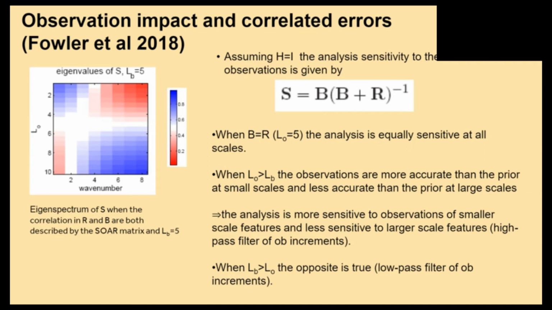And when the observation error length scales are larger than the background error length scales, the observations are more accurate than the prior at small scales and less accurate than the prior at large scales. So that tells us that the analysis is actually more sensitive to observations of smaller scale features and less sensitive to larger scale features. So that acts like a high pass filter of the observation increments. When it's the other way around, so that the background error length scales are larger than the observation error length scales, the opposite is true. So you get a low pass filter of the observation increments. So we'll use this information later when we think about a real system with correlated observation errors.